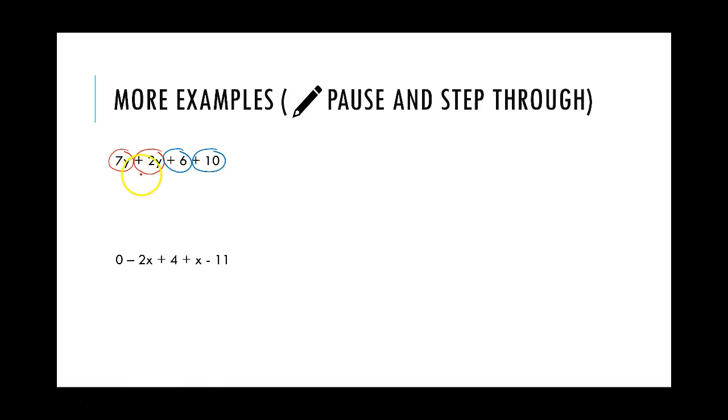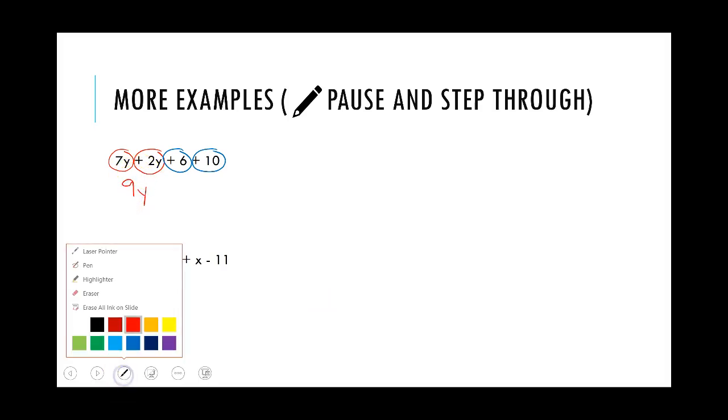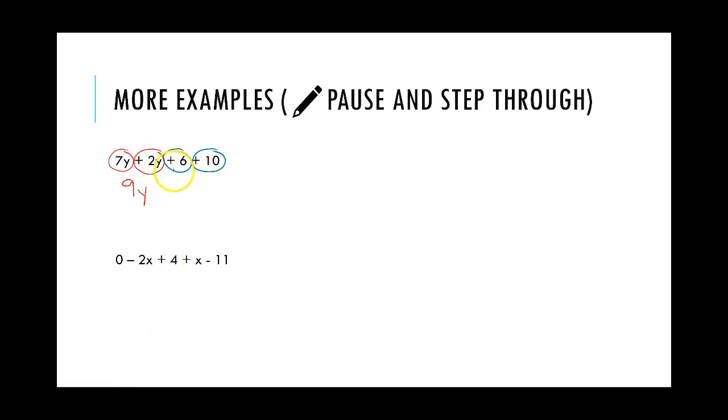So 7y's plus 2y's, this is 9y. And then your constants are a 6 and a 10, both positive, so that's positive 16. Now the question is, can you go any further? So many times we want to force this 9y and the 16 together and all of a sudden make it 25y. But 16 is a constant. It doesn't have a variable in it. So this is your final answer.